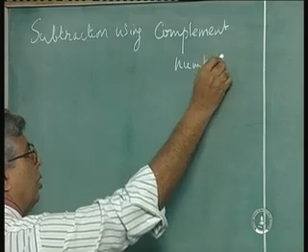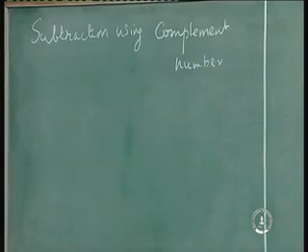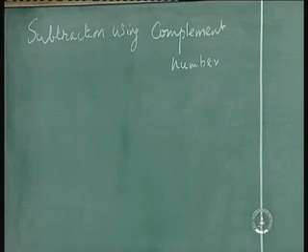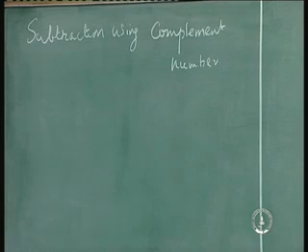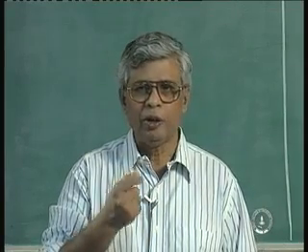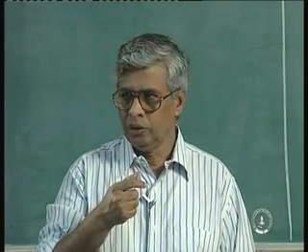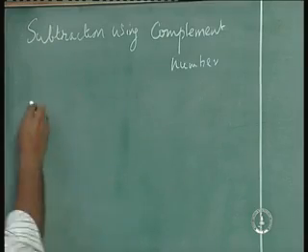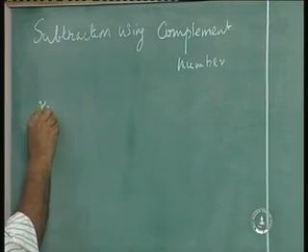What is a complement of a number? It depends on the number system. In any number system you have a base. In the decimal system, the base is 10. In the binary system, the base is 2. They also call it radix, base or radix. So depending on the number of digits or the positions or the bits, you define the complement as the highest possible number you can represent minus the number.